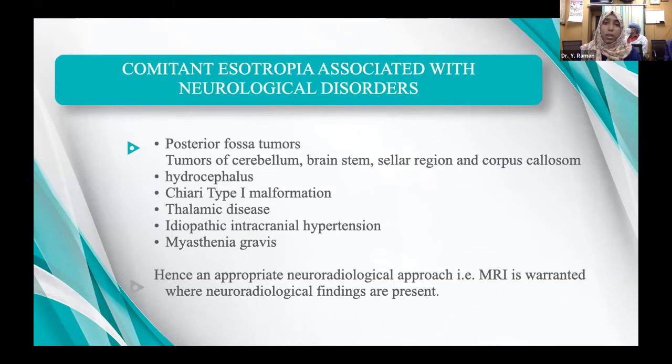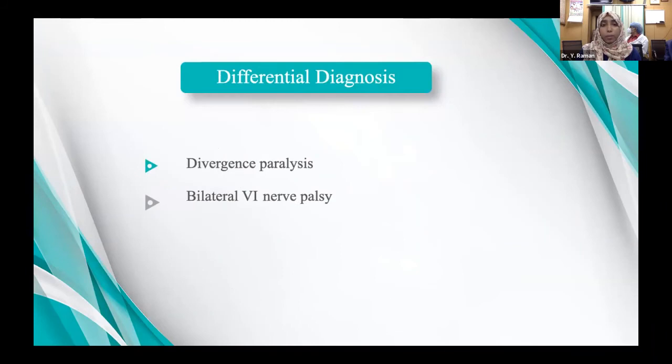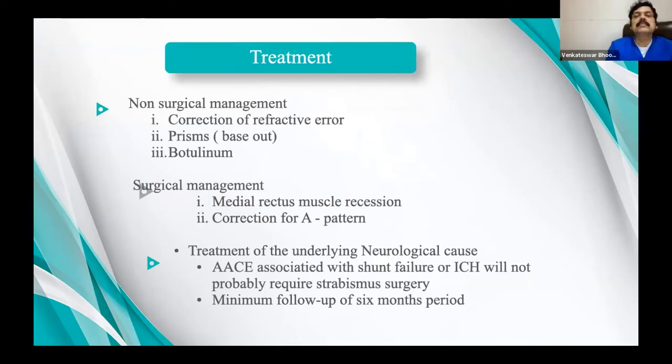Now, usually acute acquired comitant esotropia is benign, but in some cases it occurs along with some neurological disorders like posterior fossa tumors or hydrocephalus, Chiari type 1 malformation, thalamic disease, idiopathic intracranial hypertension, or myasthenia gravis. So in these cases, an appropriate neuroradiological approach is warranted. Differential diagnosis includes divergence paralysis and bilateral 6th nerve palsy.